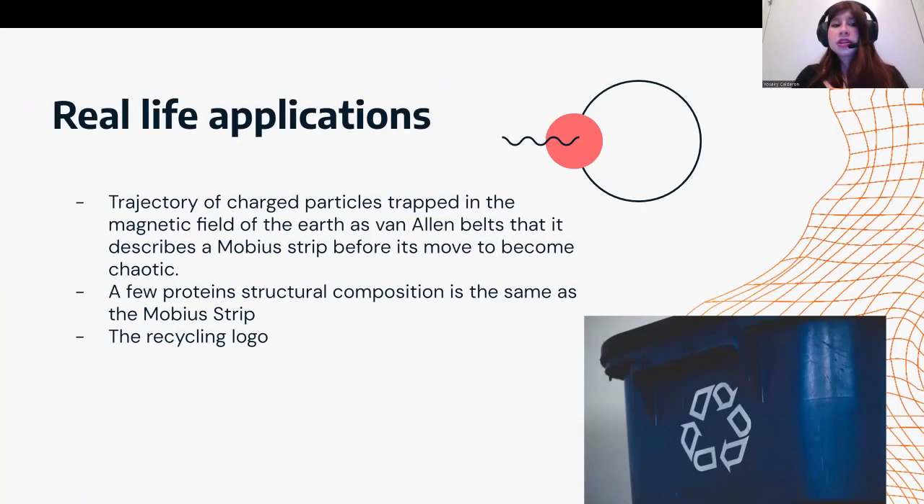For real-life applications, you can also measure this by the trajectory of charged particles trapped in the magnetic field of the Earth, the Van Allen belts, which describe a Mobius strip before they move to become chaotic. There are also proteins whose structural composition is the same as the Mobius strip, and certain logos like the Google Drive logo and the recycling logo are a Mobius strip.